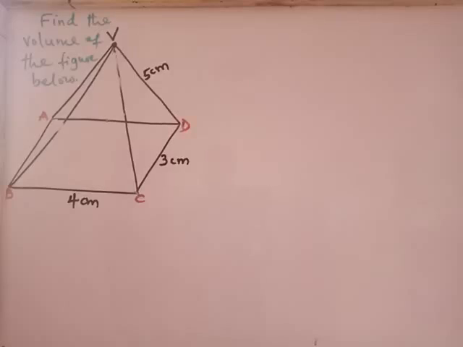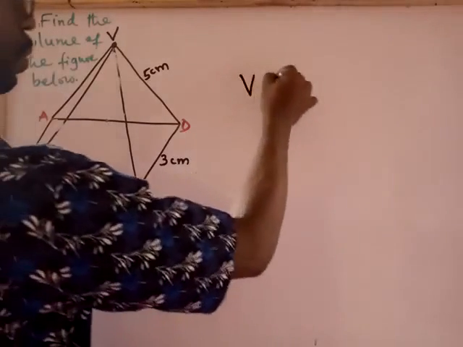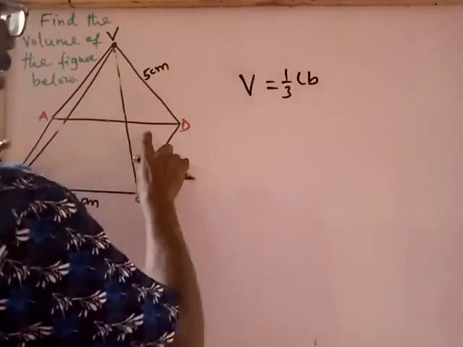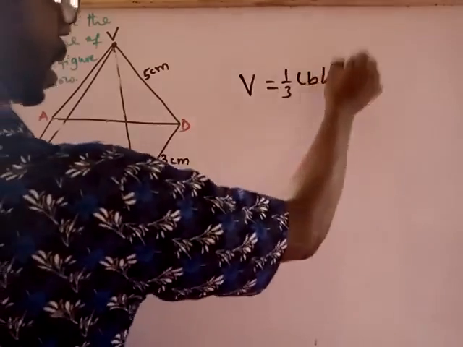We are to find the volume of the figure below. And the figure we have is a rectangular based pyramid. And to find the volume of a rectangular based pyramid, we know that the formula is V equals 1/3 length times breadth, because it's a rectangle, then perpendicular height.